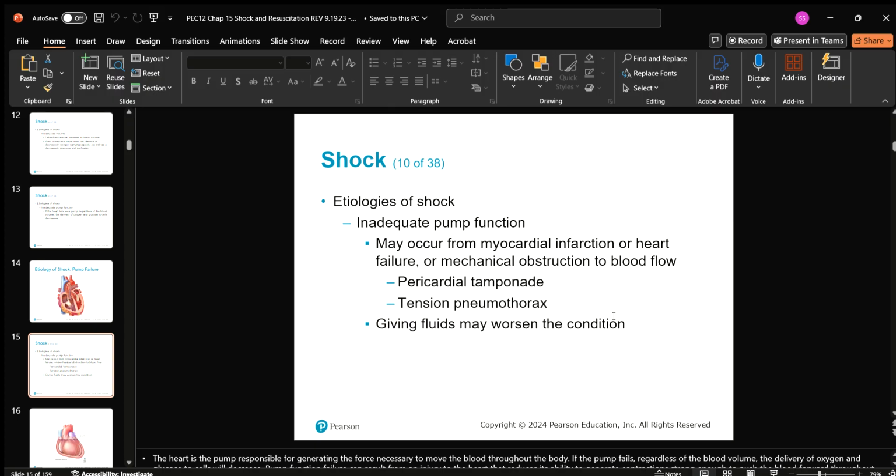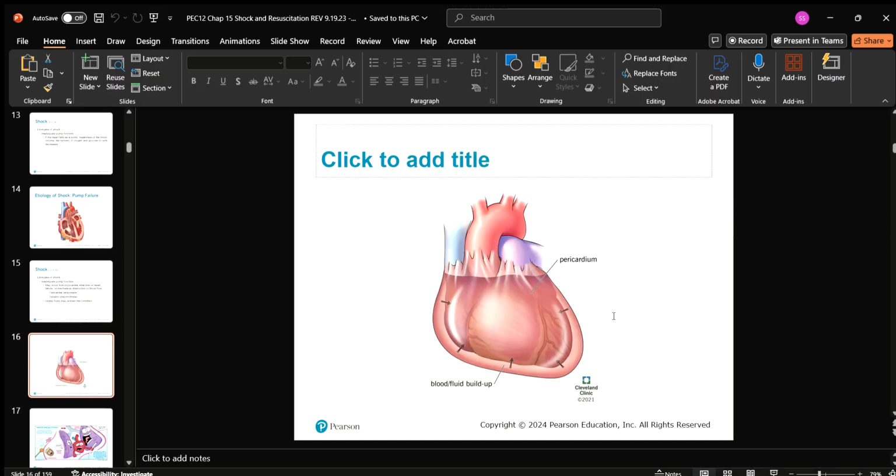All right, so the first one, a pericardial tamponade. What is that? Peri means around. Cardial is the heart. Okay, so the pericardial sac is the sac that sits around your heart. So that sac can fill up with fluids, most oftentimes blood.